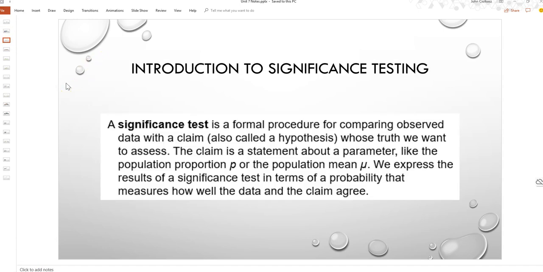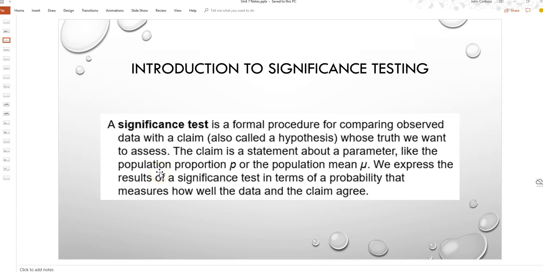Okay, so our introduction here. A significance test, or a hypothesis test, is a formal procedure for comparing observed data with a claim, also known as a hypothesis. So similar to how we looked at those claims with our confidence intervals, whose truth we want to assess. The claim is a statement about a parameter, so dealing with something from the population, whether it be a proportion or a mean. And we express the results of a significance test in terms of a probability that measures how well the data and that claim agree with one another.